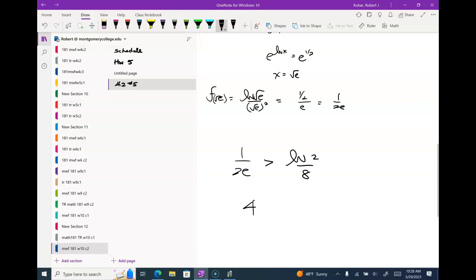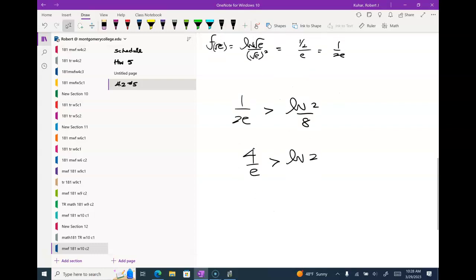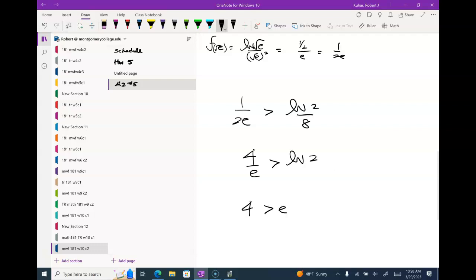So 4 over e would have to be greater than ln of 2. Not really sure how much more I can do here. Maybe I can do this. 4 is greater than e to the ln of 2. 4 is greater than ln of 2 to the e.